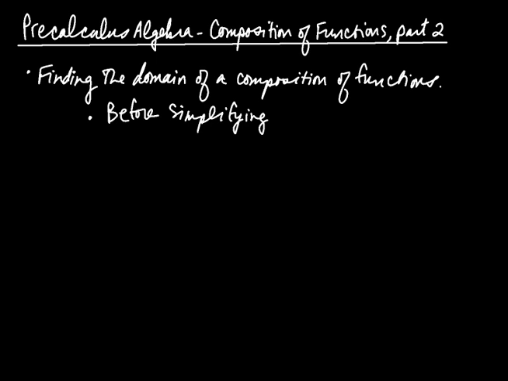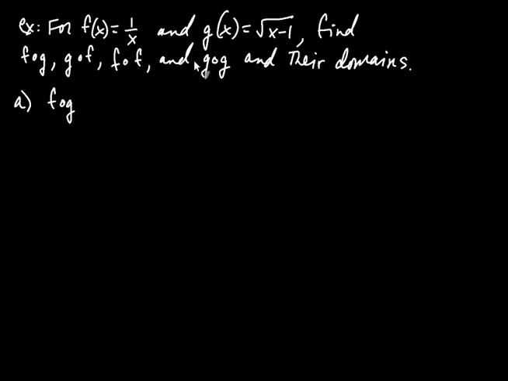Okay, let's get some practice on this. So for the function f of x equals 1 over x, and g of x equals the square root of x minus 1, we want to find four functions: f composed with g, g composed with f, f composed with f, and g composed with g, and their domains, okay? So we're going to start off with f composed with g.